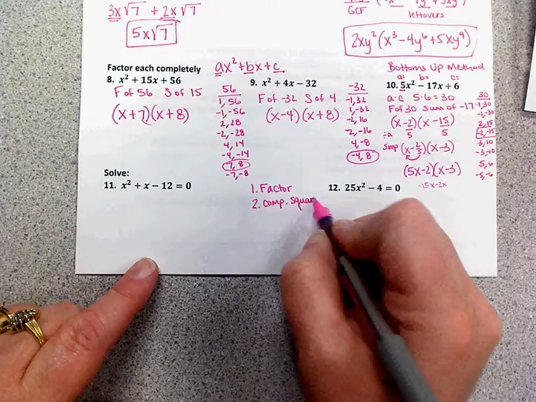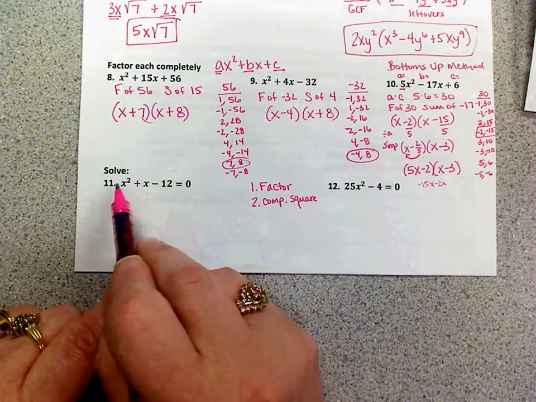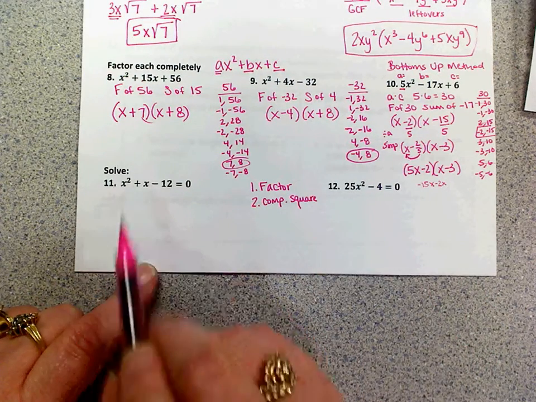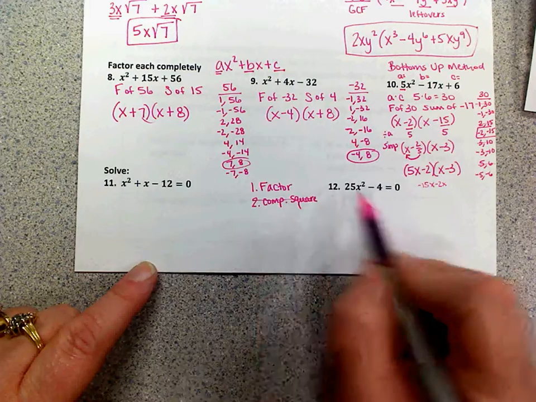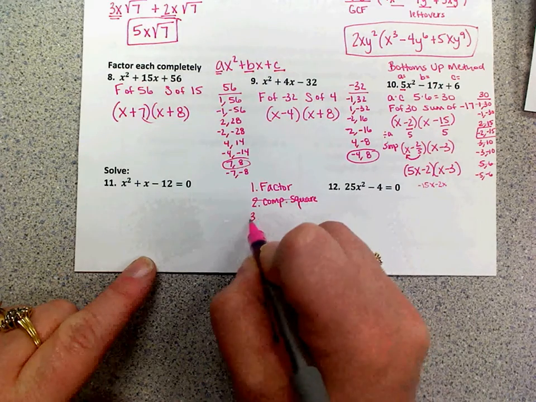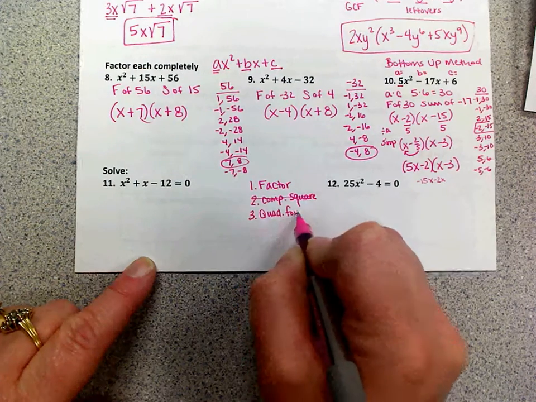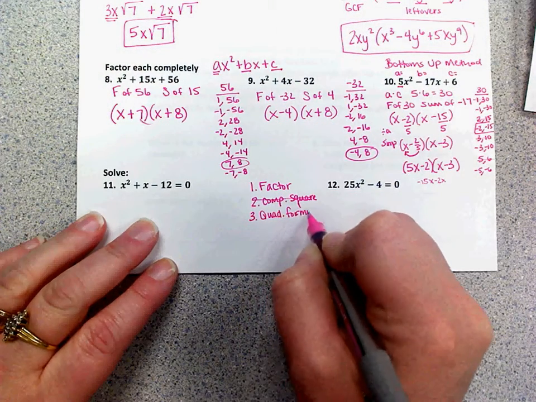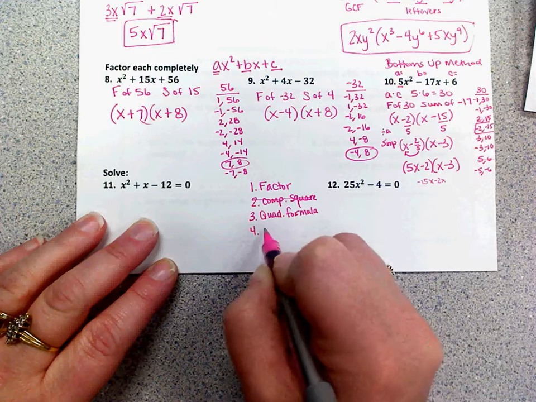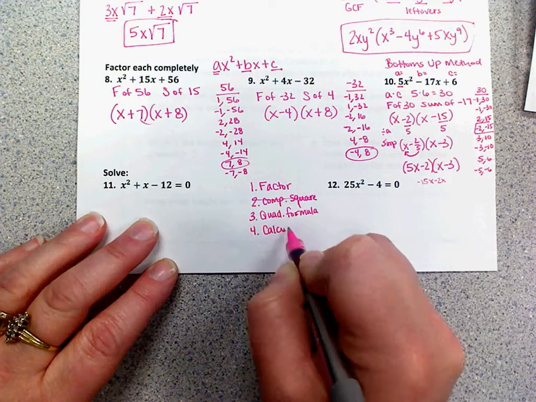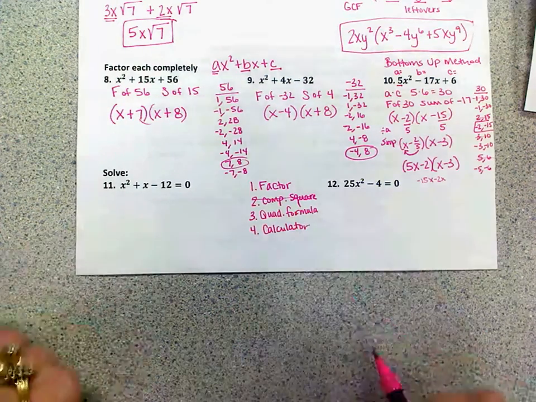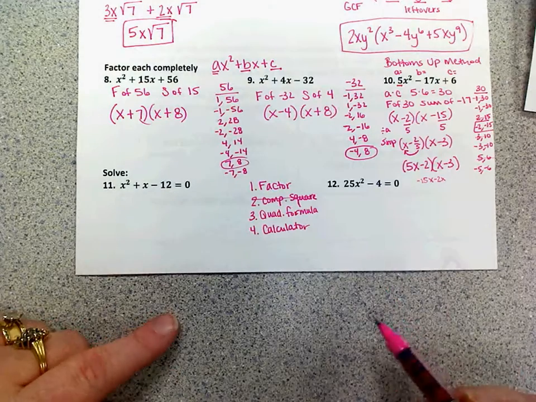But remember that we only know how to do that if a is 1 and your b is positive, so that won't work on these two. You can always use the quadratic formula, so that's an option as well, and you can always use your graphing calculator. And so I just want to show you that you can use different methods and get the same thing.